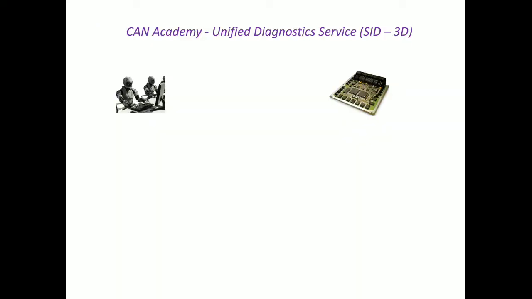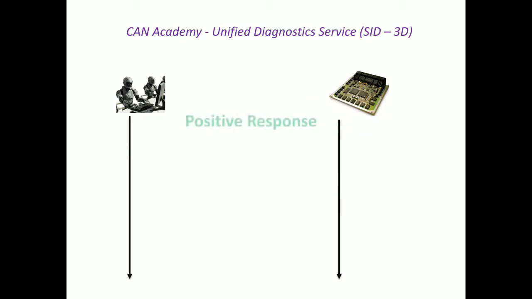Okay, now we are quickly going to the request and response frame. As we know, this is the tester or client or developer end, and this is the ECU we are going to test. So we are writing for a positive response.